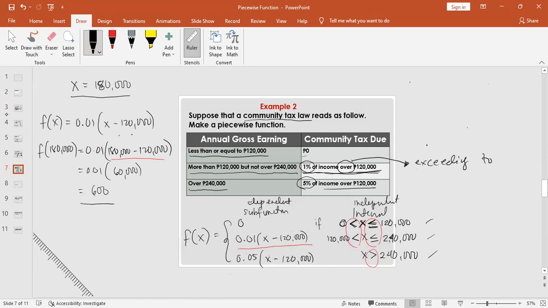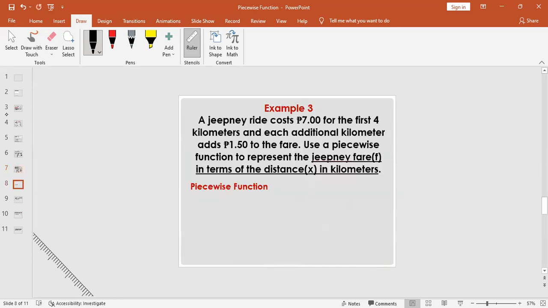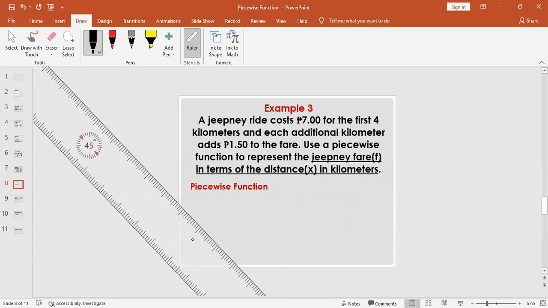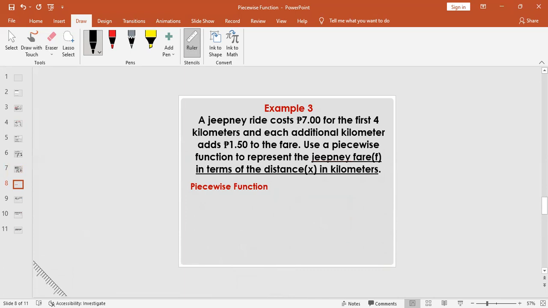Okay, let us continue with our third example. Itabi na lang natin. Okay, so example number 3. A jeepney ride costs 7 pesos for the first 4 kilometers. Okay. And each additional kilometer adds 1.50 pesos to the fare.